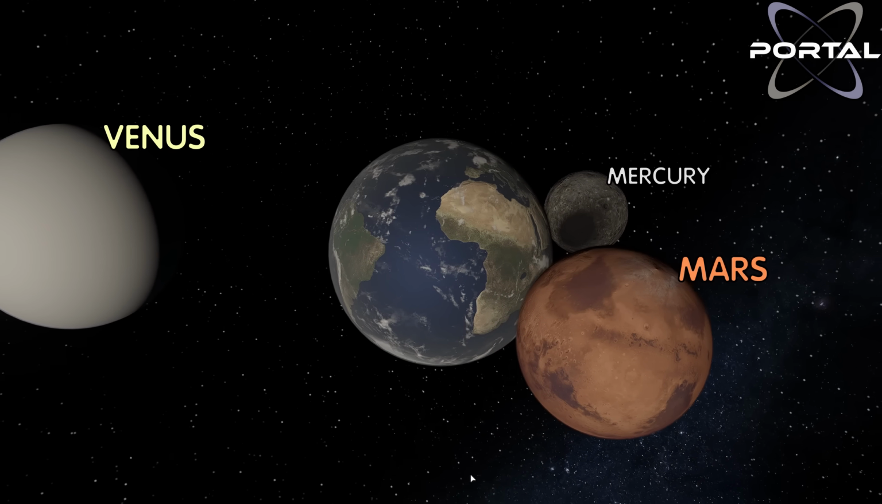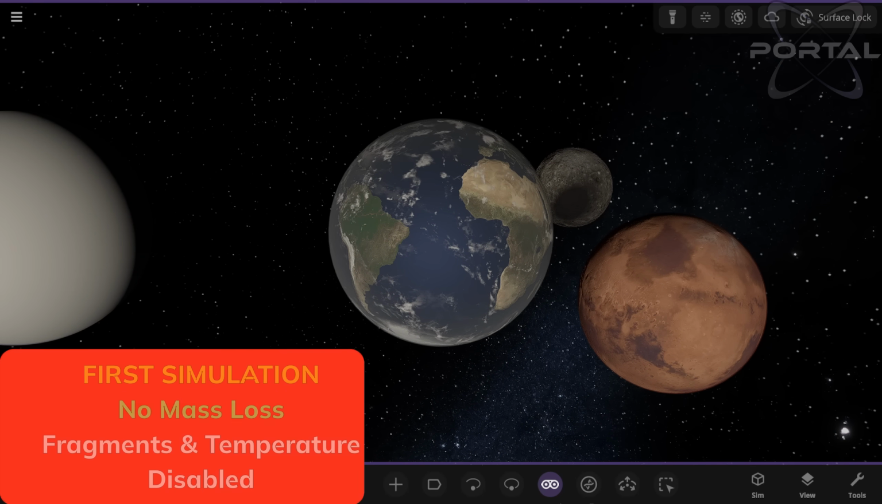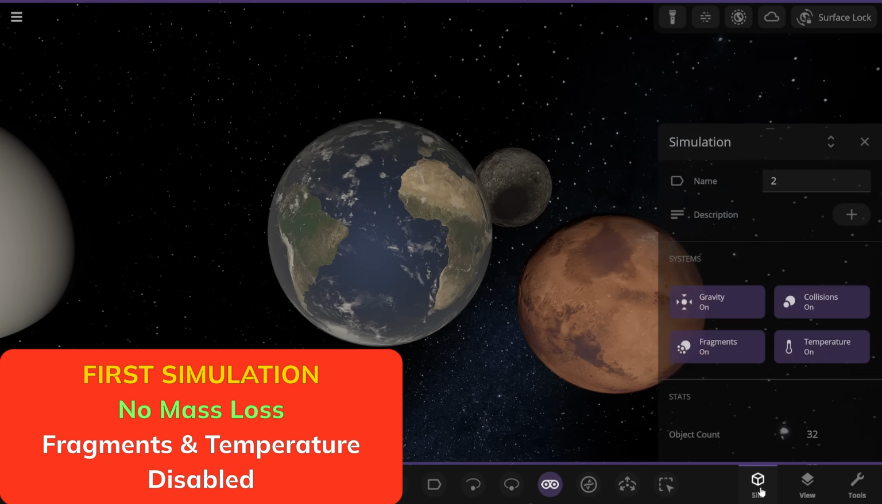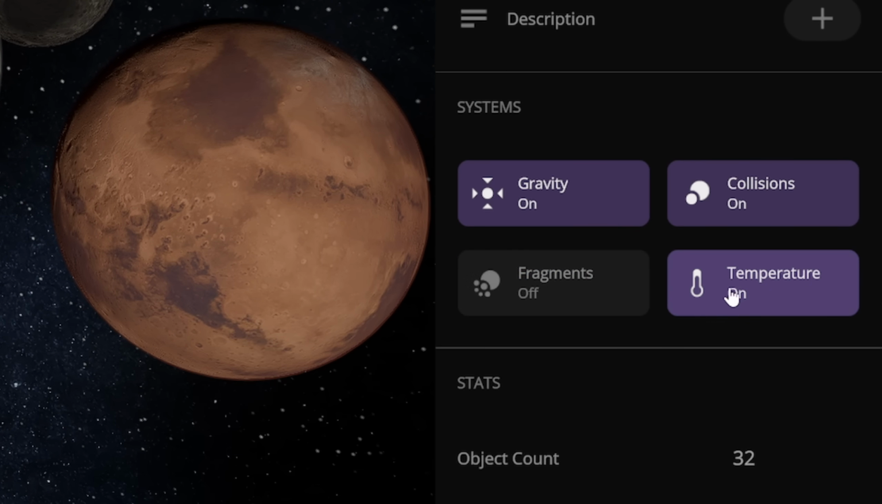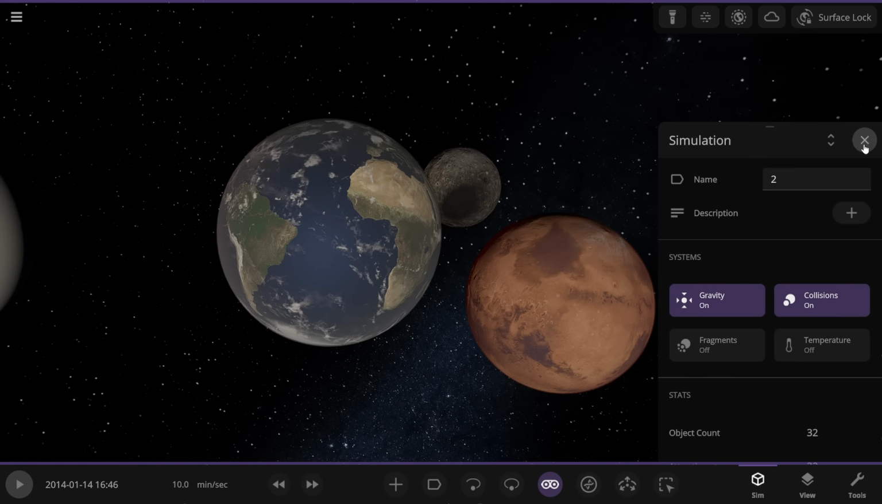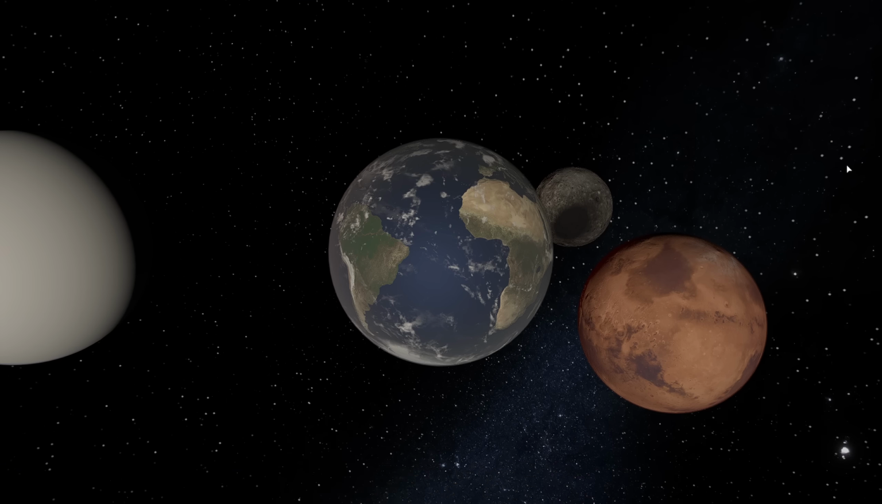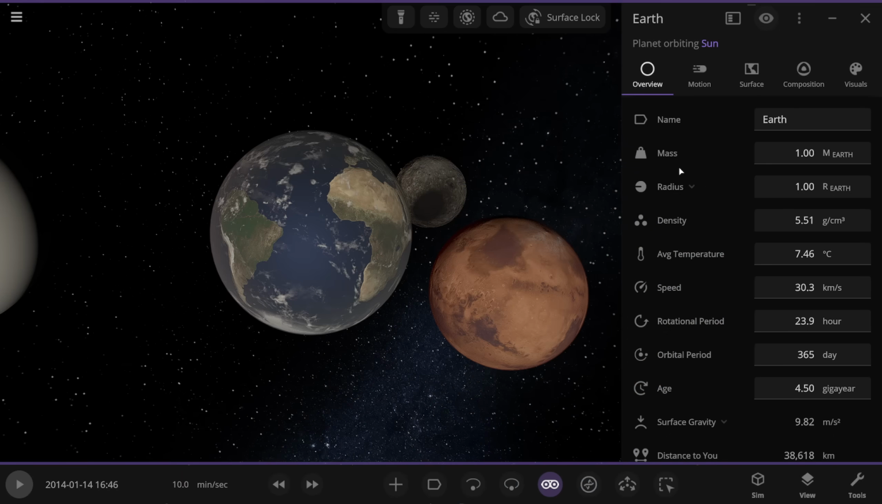And now all 4 planets have come together. In the first simulation, I'll combine all these planets without any loss. To do this, I'll turn off fragment formation and temperature modeling. This way, we can combine all the matter of Mercury, Venus, Earth, and Mars into one superplanet without losing a single piece. I've opened Earth's main characteristics. Here you can observe how the mass and radius will change. You'll also be able to watch the changes in the day and year on Earth.